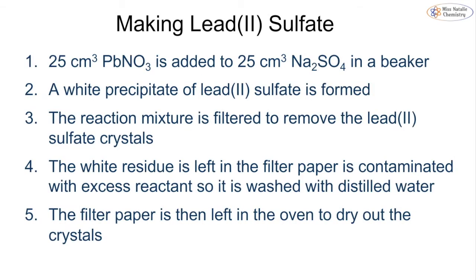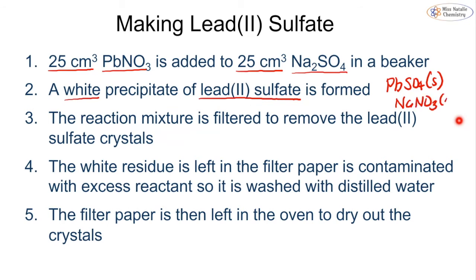So let's have a quick look at our method. We take 25 centimetres cubed of our lead nitrate and we add it to 25 centimetres cubed of our sodium sulfate, and we're going to get a precipitate of lead sulfate being formed, and this time the precipitate is white, so not quite as bright as the lead iodide, which has got that vibrant yellow colour. Now again, what we have here is our lead sulfate in a solution of our sodium nitrate. So we need to separate these two.